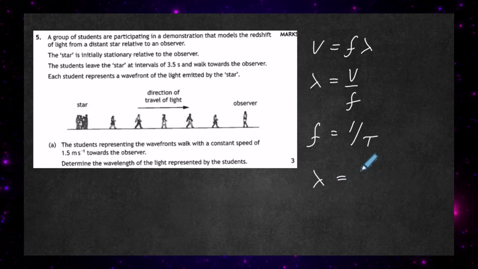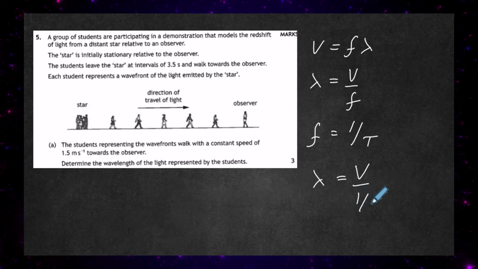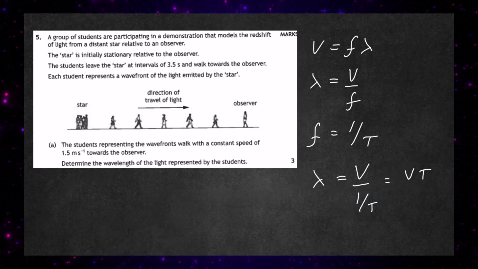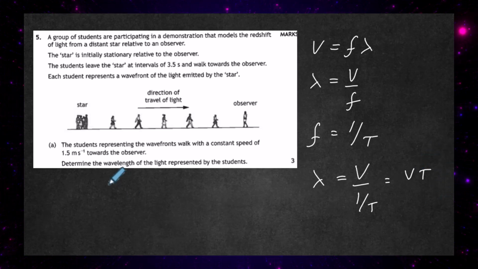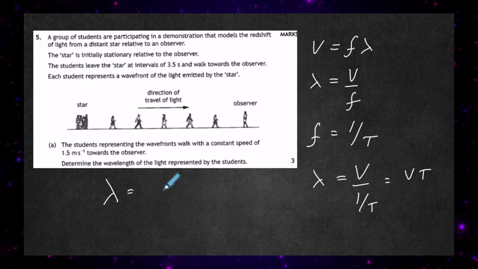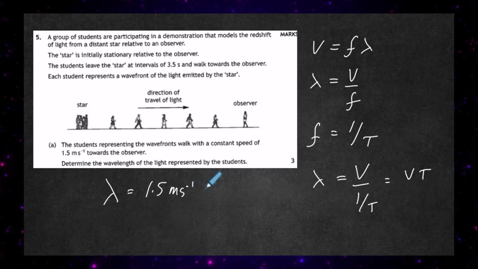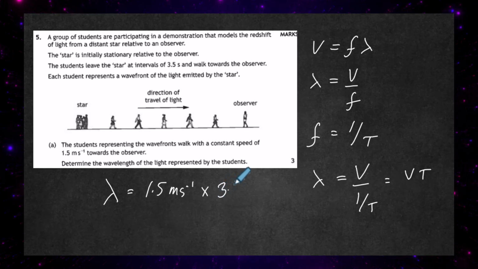Lambda equals v divided by f. So we've got v divided by 1 upon T, because that's what the frequency is. That's going to be equal to v times capital T. And T is going to be the period, which is 3.5 seconds. So the wavelength here is going to be equal to the speed, which is 1.5 meters per second, multiplied by the period, that's the time for each person to go past, which is 3.5 seconds.